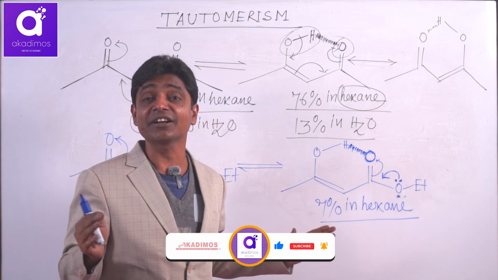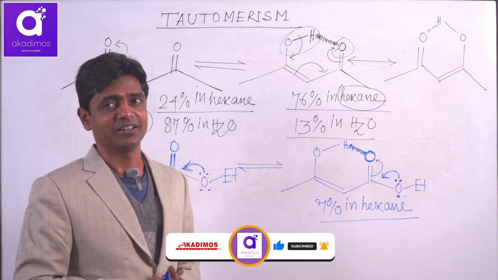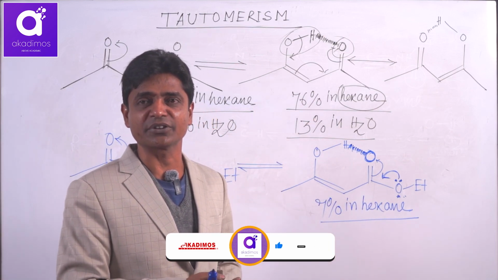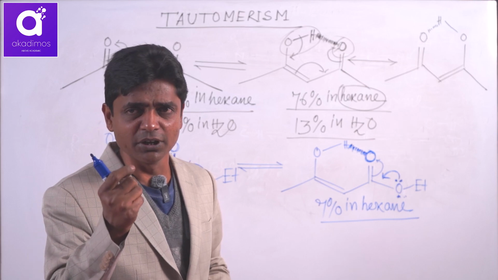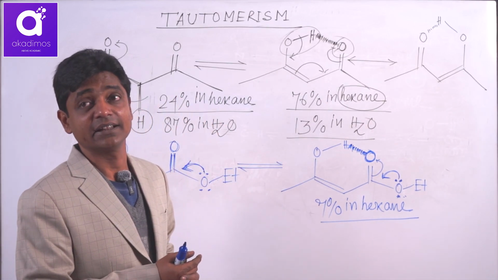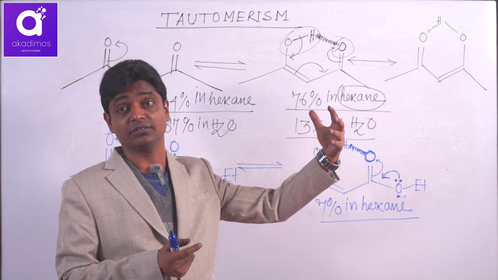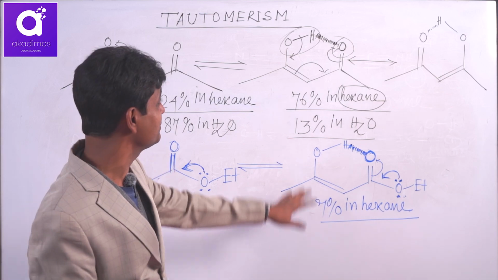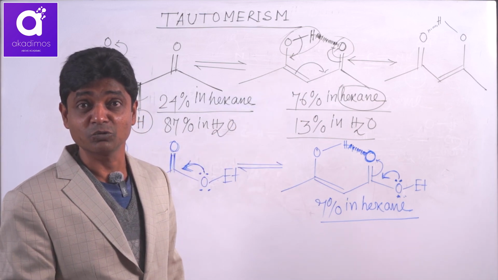This experimental data will tell you its abnormal stability, abnormal high percentage, 76%. The responsible part is not only hydrogen bond, not only this ring. There is another factor which abnormally increases the stability of this ring. What is that factor?